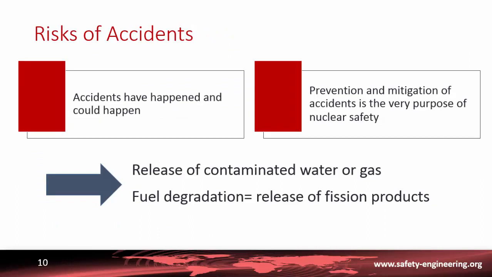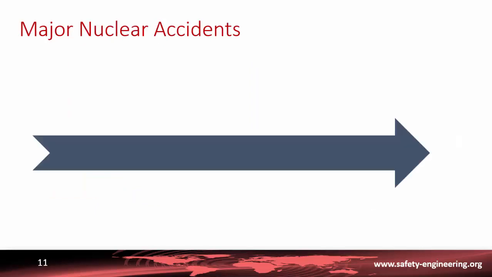So the main risk is the risk of accident. And accidents have happened, and they could happen. Prevention and mitigation of these accidents is the very purpose of nuclear safety. Because the consequence of an accident is to potentially release contaminated water and gas. And if there is some fuel degradation, there will be also the release of fission products.